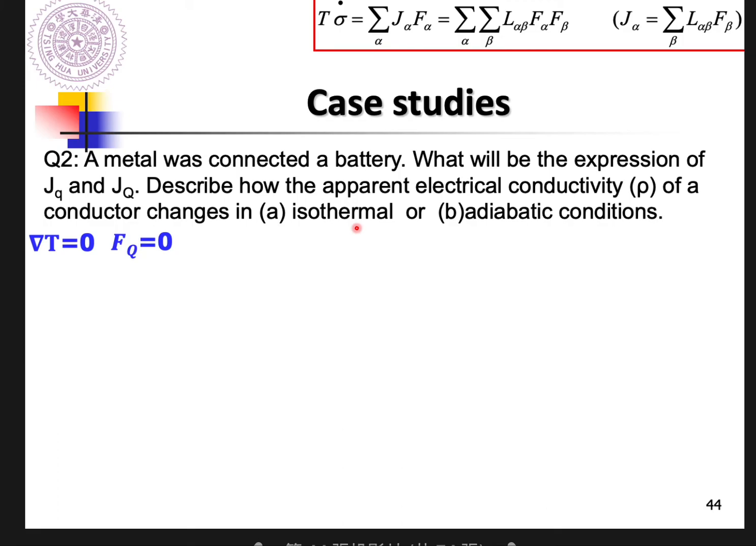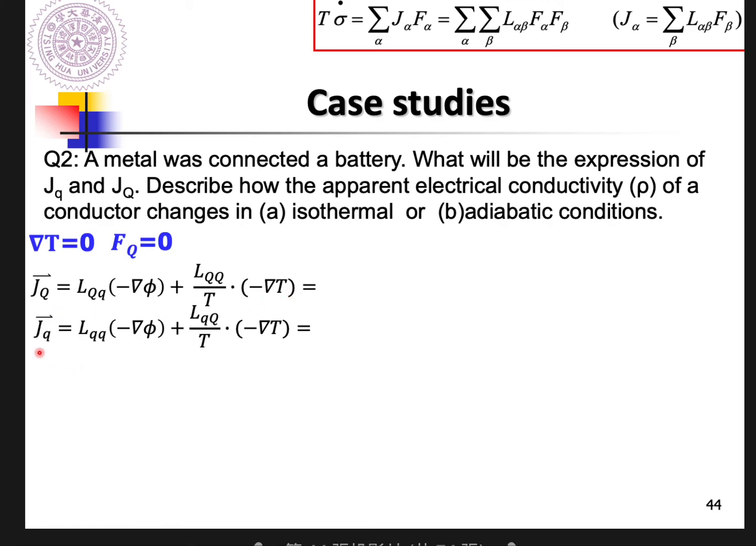So for isothermal conditions, only one driving force exists, right? Can you write down J small q and J capital Q? Yes, try to do that. J capital Q. Although we only have one driving force, usually I will use the flux-force equation to simply formulate this relationship.